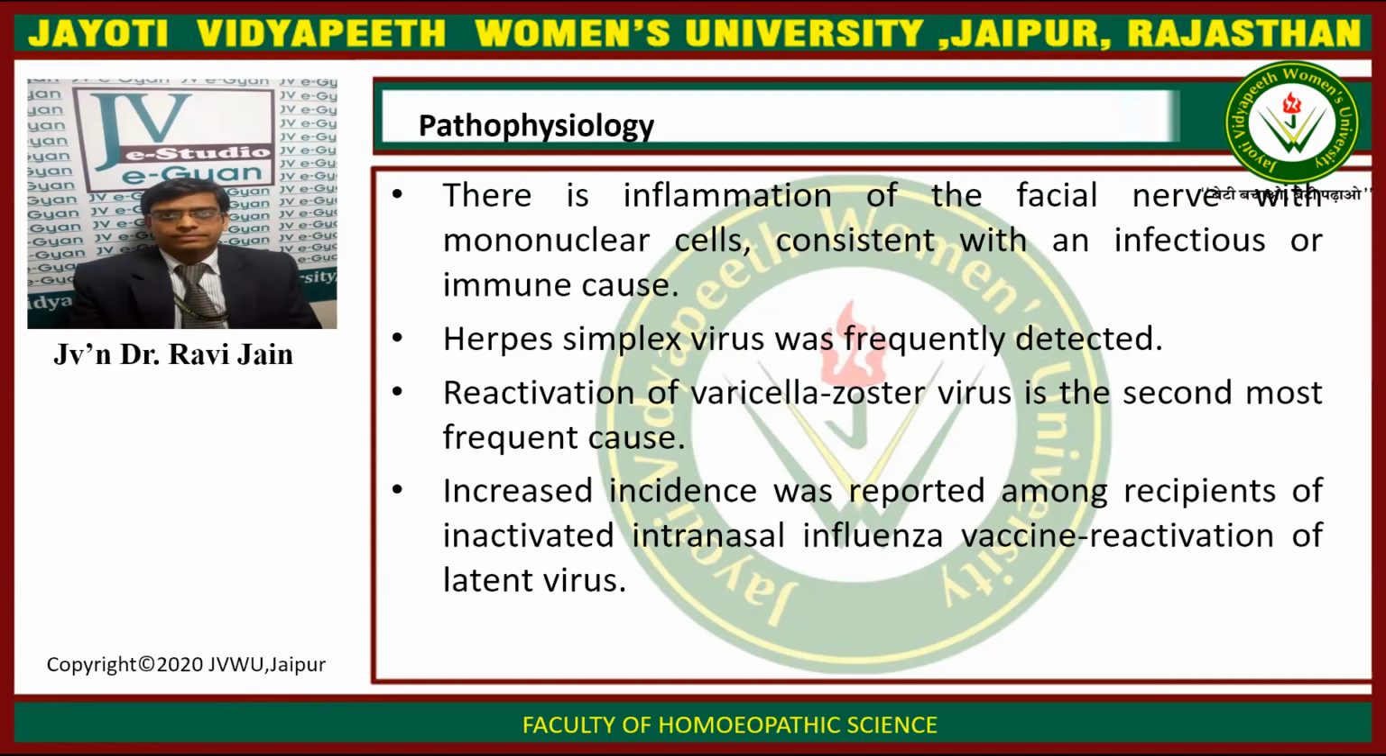Reactivation of varicella zoster virus. In chickenpox, we have studied that the varicella zoster virus, when it affects children, is responsible for the development of chickenpox, and in later life when it gets reactivated, it is responsible for the development of herpes zoster infection. It is the second most frequent cause because it affects the nerves. Therefore, it's the second most important cause of Bell's palsy.